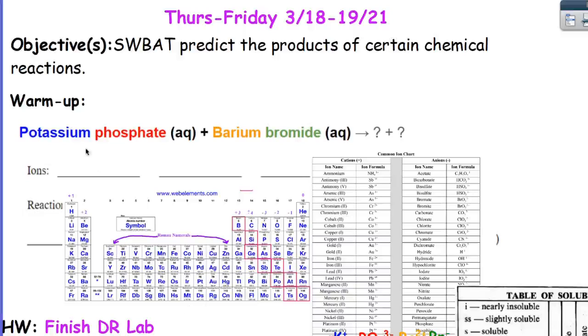So first we have potassium. So I'm going to start looking over here. And there it is. Potassium is K. It's in the first group, and everyone in the first group has a +1 charge.